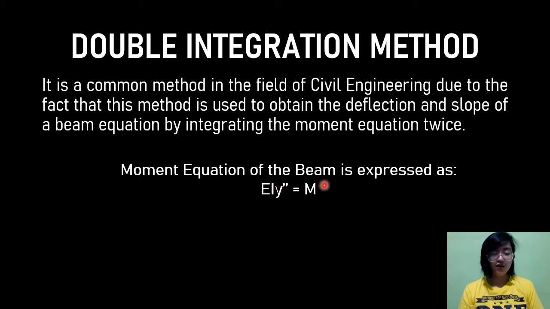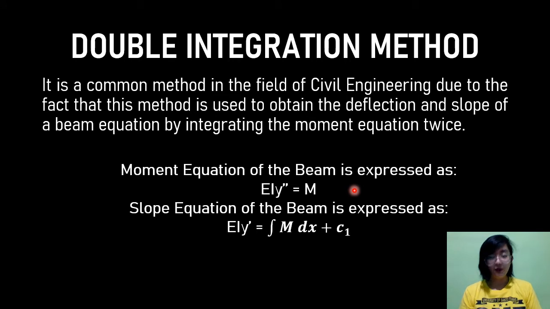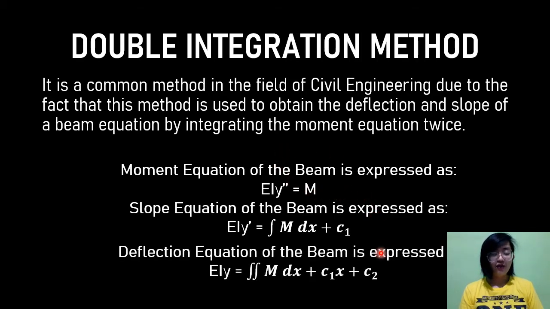The moment equation of the beam is expressed as EIy double prime equals M. If you integrate this once, you will get the slope equation, expressed as EIy prime equals the integral of M dx plus C1. If you integrate the moment equation twice, you will get the deflection of the beam, expressed as EIy equals the double integral of M dx plus C1x plus C2.